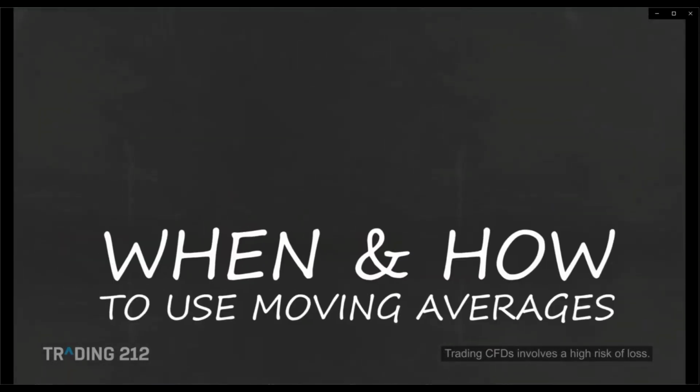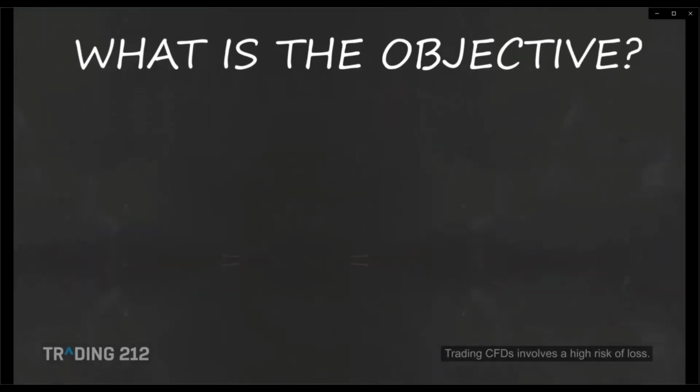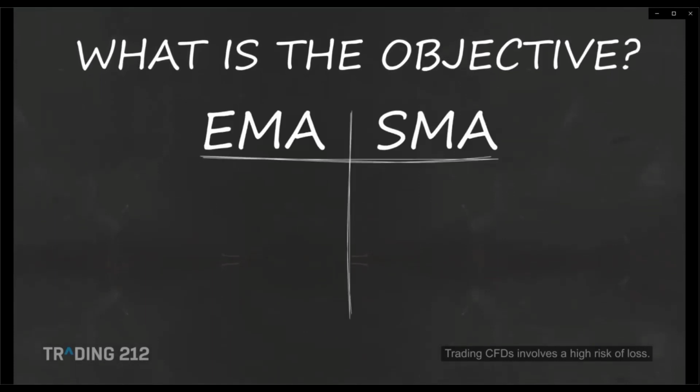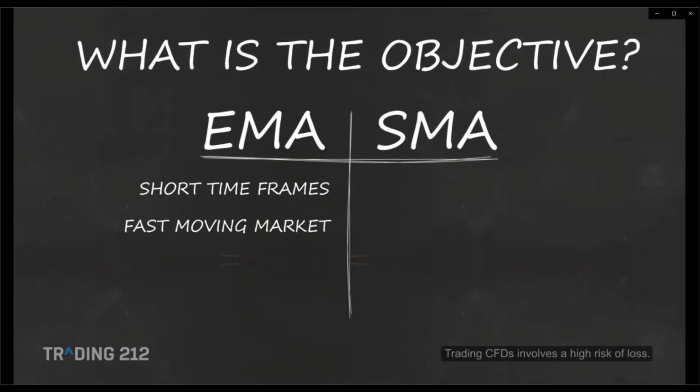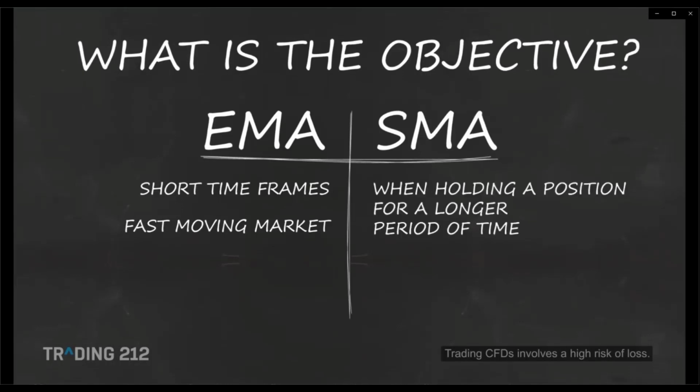When and how should you use moving averages? Deciding which moving average to use and the time period will depend largely on your objective. Use exponential moving averages for shorter time frames, or if you're analyzing a fast-moving market, as you'd have more emphasis on the latest prices. Use simple moving averages if you are planning on holding a position for a longer period of time, as the exponential moving average might be too sensitive and give false signals.